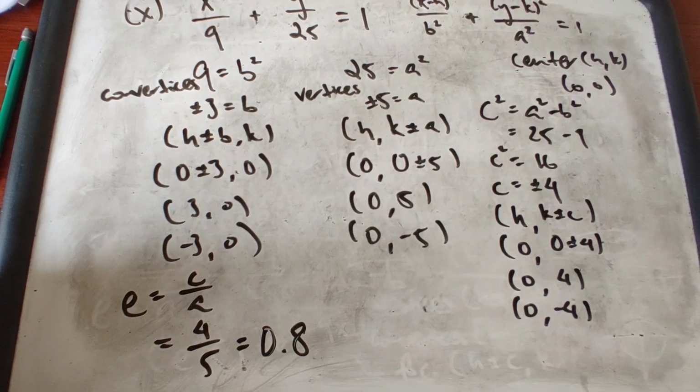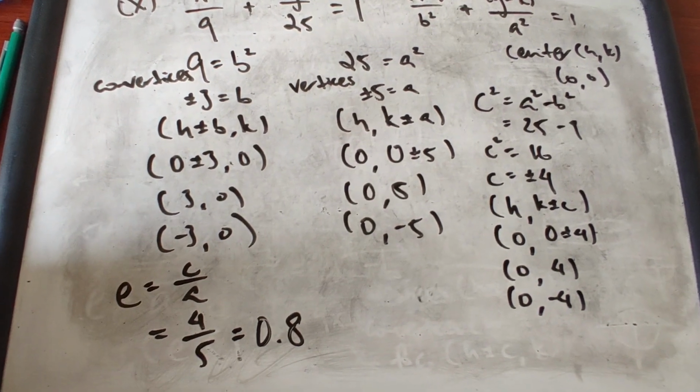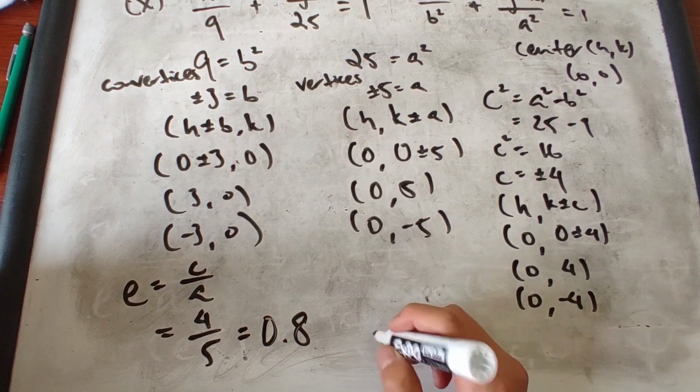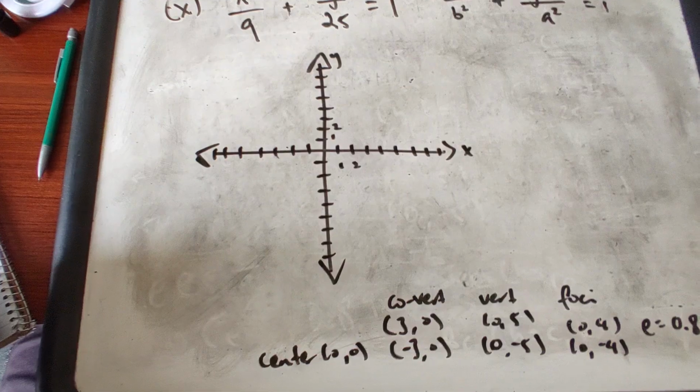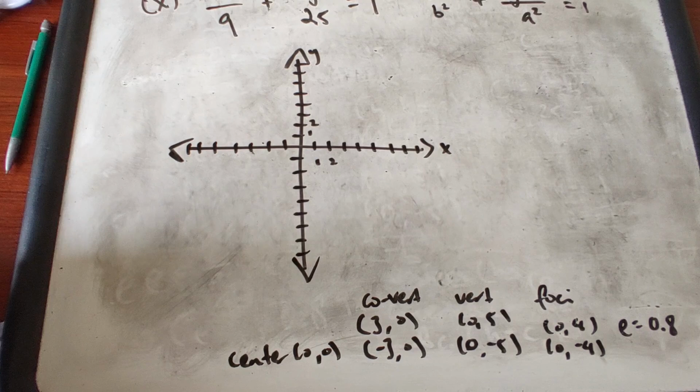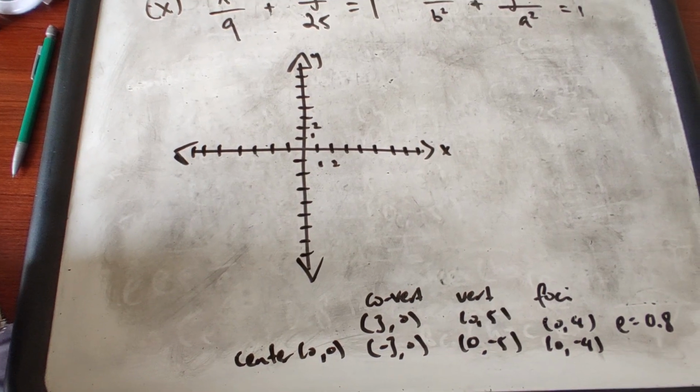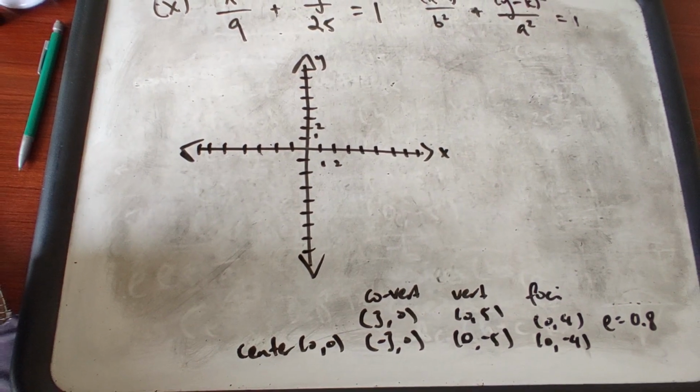So before we graph this, I'm going to put the co-vertices, vertices, foci and center, all the points, onto the side so we make enough room to graph this ellipse out. Alright, so here is our graph and the values we found at first down in the whiteboard below.